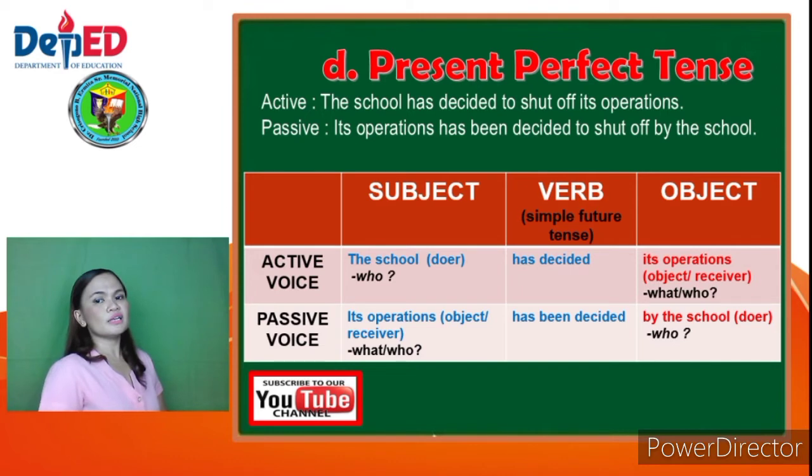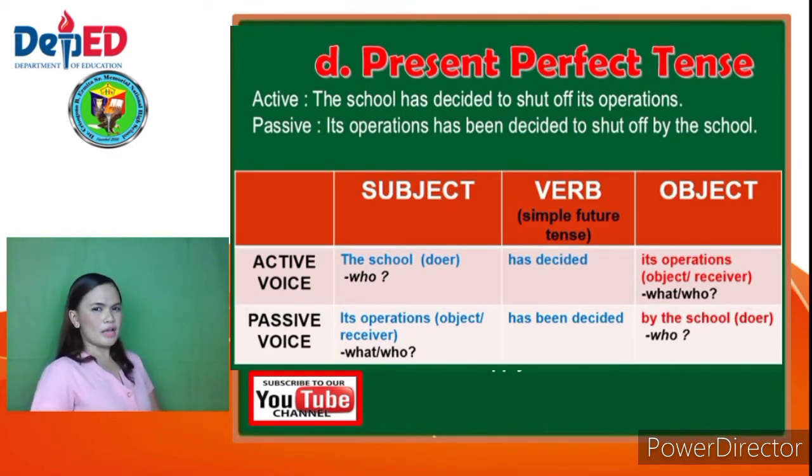D. Present perfect tense. Active: The school has decided to shut off its operation. Passive: Its operations have been decided to shut off by the school. In this example, active voice, the school has decided to shut off its operations, and passive voice, its operations had been decided to shut off by the school. Again, analyze the table. Note how the verbs are used in active voice and passive voice.